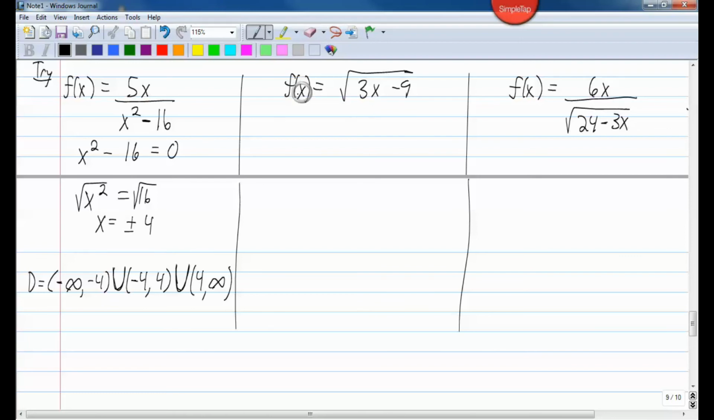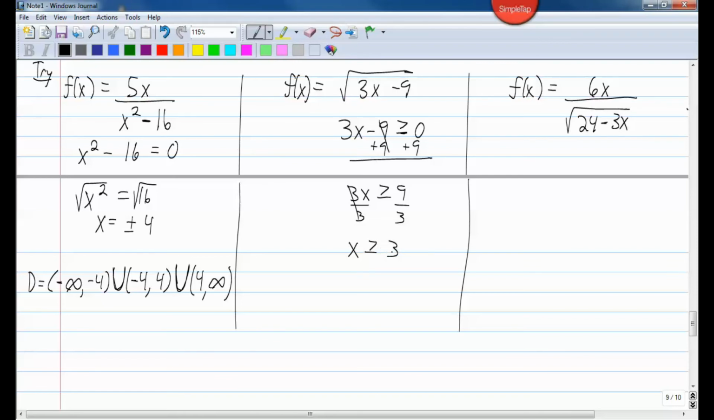Alright, on this next function, I do not have a denominator, so I just want what's under the radical to be greater than or equal to 0. Alright, so solve for x. Add 9 to both sides. So 3x is greater than or equal to 9. Divide both sides by 3. So x is greater than or equal to 3.